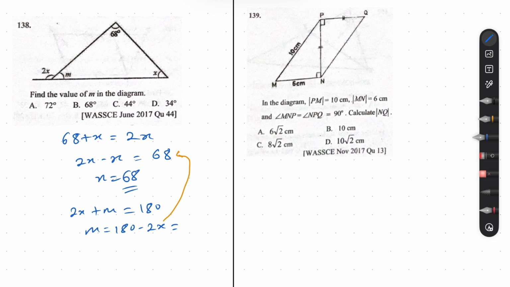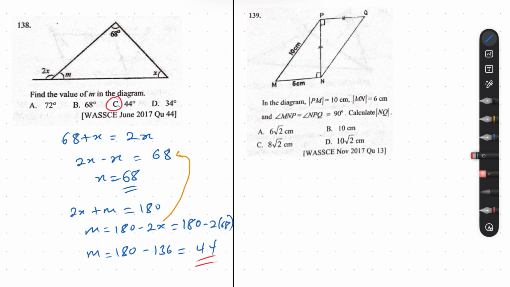So we have 180 minus 2 times 68. So m will be equal to 180 minus 136. So our m will be equal to 44, which is C. All right, let's move on to question 139.